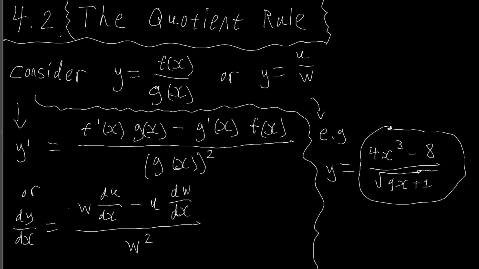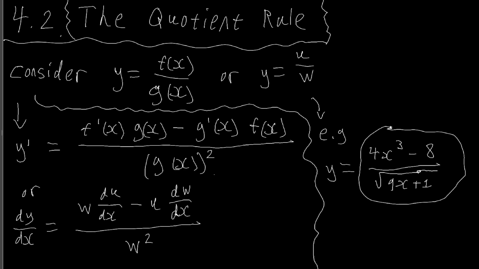Another way you could look at this with u and w instead is that the derivative is equal to w multiplied by du over dx, minus u times dw over dx, all of this divided by w squared.